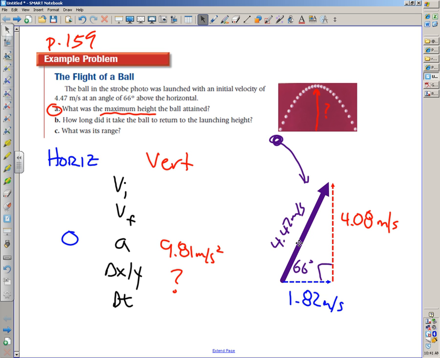So we said, what can we do now with those two numbers? Did we get there yesterday? Okay. These two sides of the triangle become the initial velocities both horizontally and vertically.